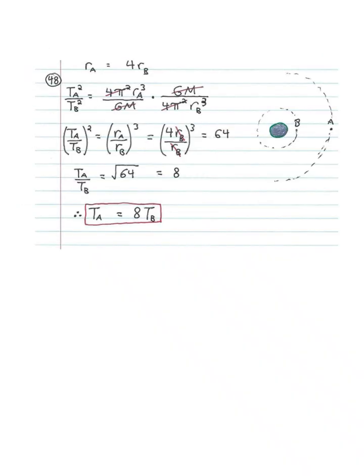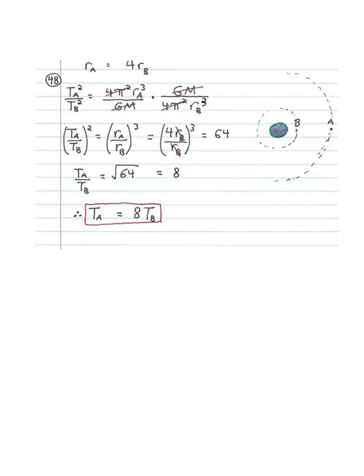Number 48 says, satellites A and B are in circular orbits with A 4 times as far from Earth's center as B. How do their orbital periods compare? So usually when we're asked how do two quantities compare, we're looking for a ratio. So we're going to set this up as a ratio between them. And we start with that RA is 4 times RB. That's what's given there.